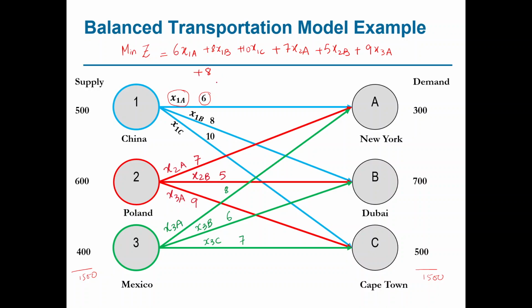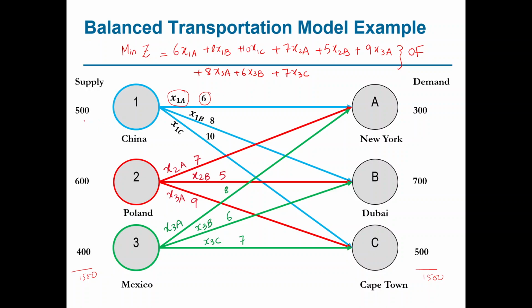8, the cost of transporting laptops from Mexico to New York. This is 8 USD per unit, times x3a, plus 6x3b, plus 7x3c. So this is our objective function. Now the constraints for supply. First we look at the supply constraint.